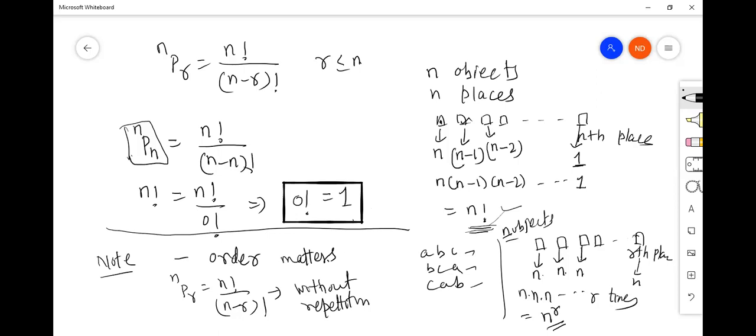So basically nPr equals factorial n by factorial n minus r. In this case, things are not repeated, that means each object will be used only once, right? But whenever repetition is allowed, with n objects taken r at a time, the number of permutations will be n to the power r. So this is the basic concept that we have studied today.